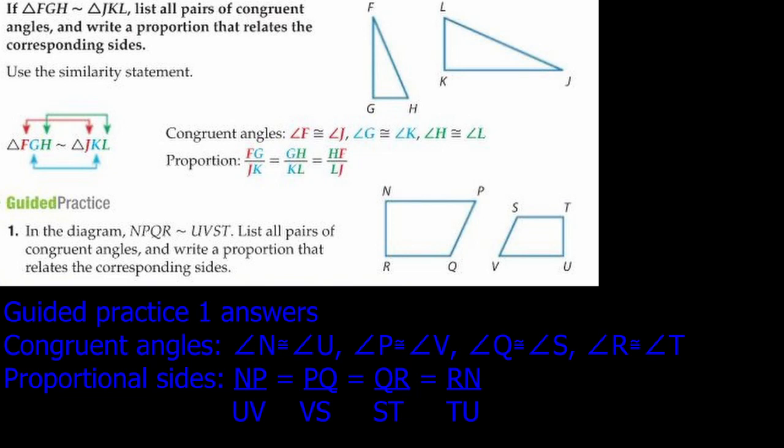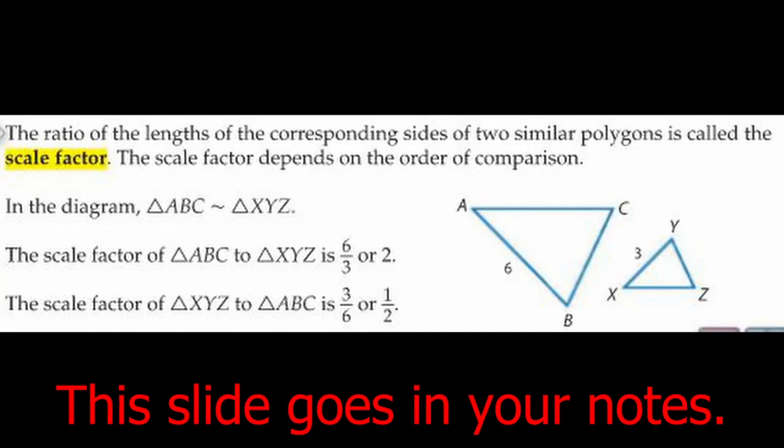I have one more guided practice down here. You can look and read this. It says in the diagram, NPQR is similar to UVST. List all pairs of congruent angles. Write a proportion that relates the corresponding angles. It's just the same thing I did above. I just wanted you to have one more to look at. If you want to look at that, you can. If not, you can skip forward. You'll probably have to pause it to look at that. All right, on to the next thing.